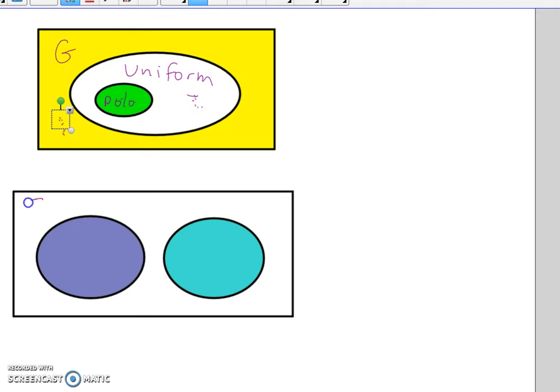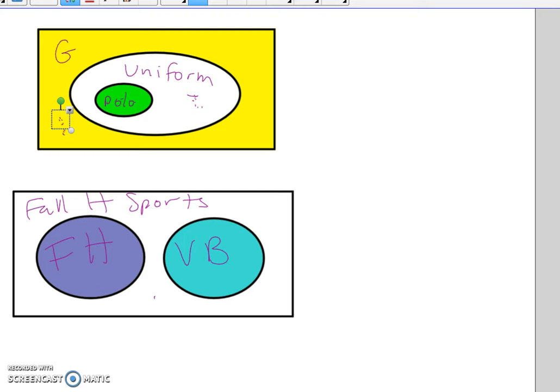If this is everybody who plays fall Hockaday sports, do I have any overlap here in these two circles? So I might say something like, this is everyone who plays field hockey, and this is everyone who plays volleyball. And then who goes here? Everybody who's in cross country.